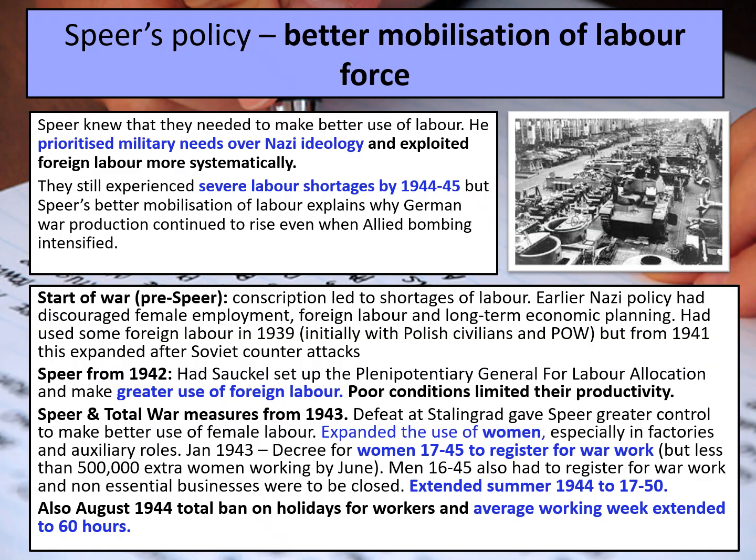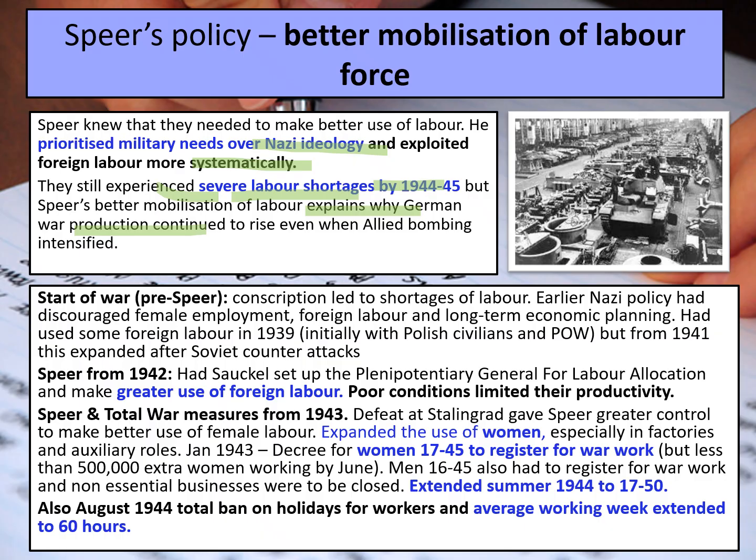Another key point about Speer's policies is that he was able to better mobilise the labour force. Now, Speer is somebody that knew that he needed to make better use of labour. He prioritised military needs over Nazi ideology, when it comes to things like the use of women working. And he also exploited foreign labour much more systematically. It had been used before he'd been appointed, but now it was much more efficient. Now, they still experienced severe labour shortages by 1944 to 1945, but his better mobilisation of labour explains why German war production continued to rise even when the Allies were bombing much more intensively from 1943.